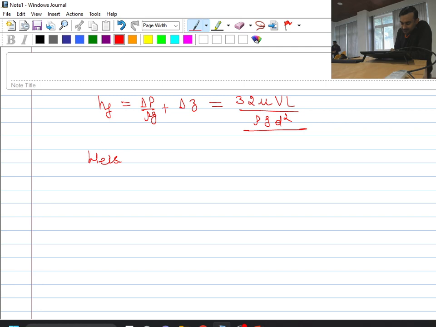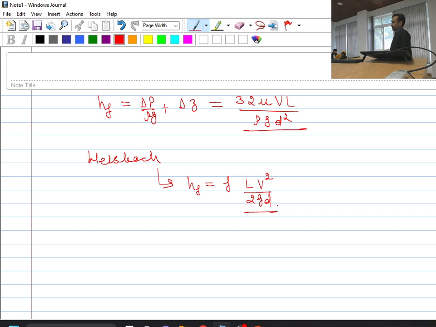the scientist Weisbach proposed one equation according to which this h_f can be written as f times L V squared upon 2 g D, where these parameters are clear to us. L is the length of the pipe, V is the average velocity of the flow, g is the acceleration due to gravity, and D is the diameter of the pipe. But we have this one additional factor f.